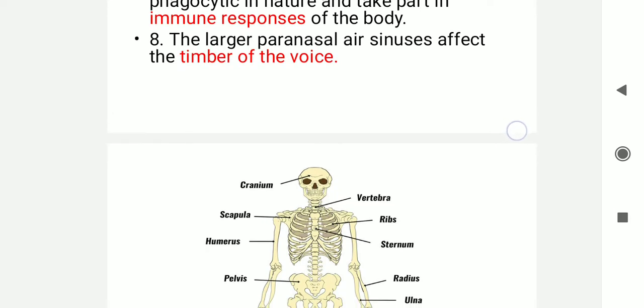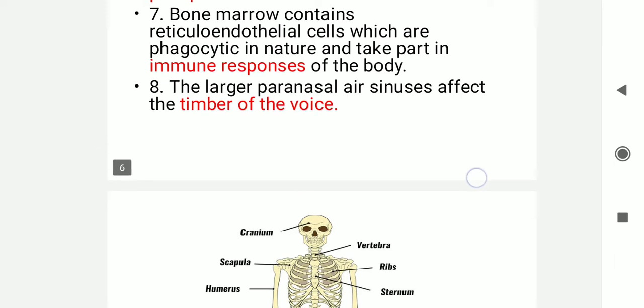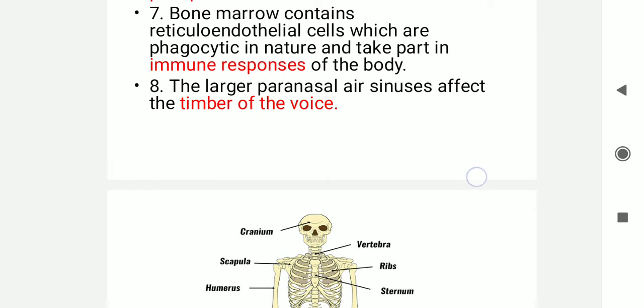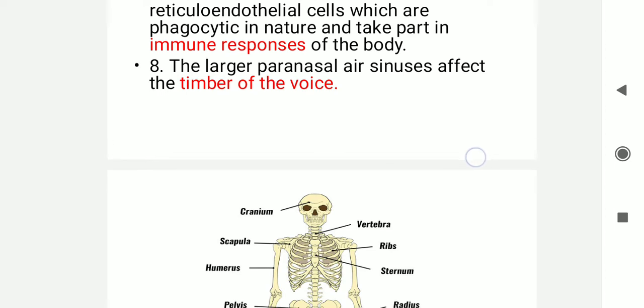The last one is that the larger paranasal air sinuses affect the timbre of the voice. Before discussing this point, what are sinuses? Sinuses are air-filled cavities within a bone, meaning frontal sinus, maxillary sinus, ethmoidal sinus, etc. You might have seen that there may be defects or abnormalities in the facial bones, as well as fractures in the facial bone near the maxilla, etc. So that person's voice will be different from a normal person's.